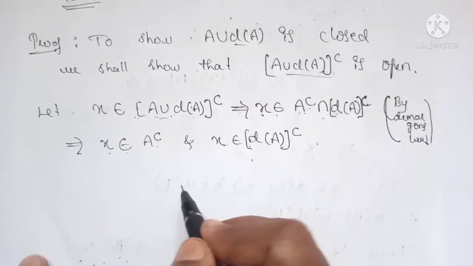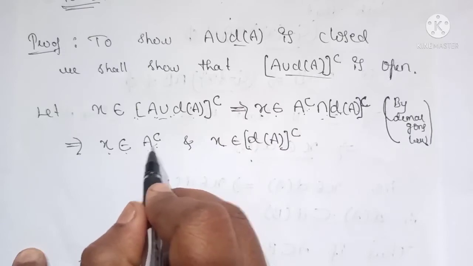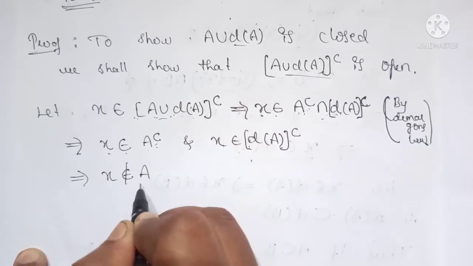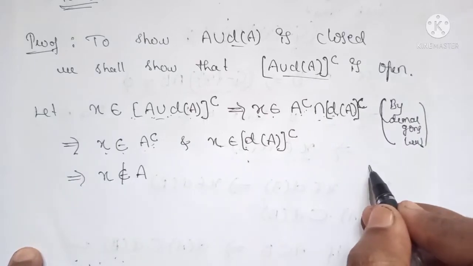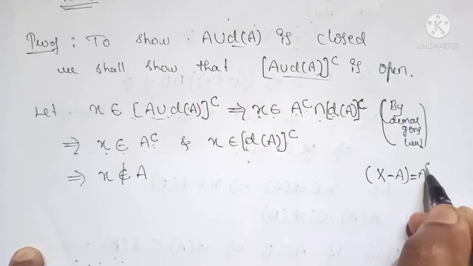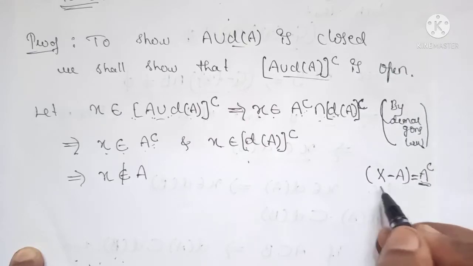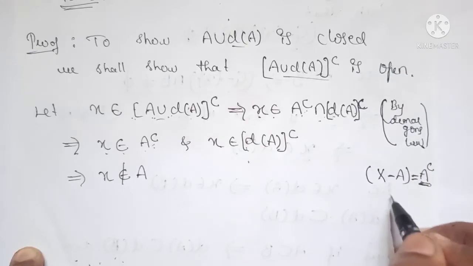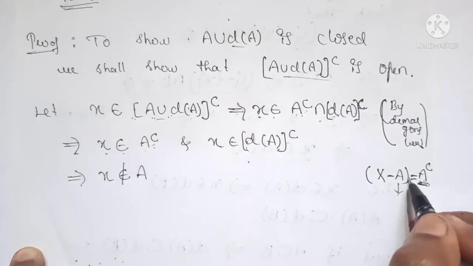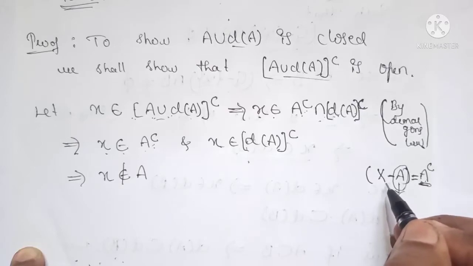Okay, so since x belongs to A complement, it definitely implies that x does not belong to A, because A complement is nothing but X minus A. This is the A complement. Since it belongs to A complement, any element that belongs to A complement definitely does not belong to A, because we remove those elements from the given set.